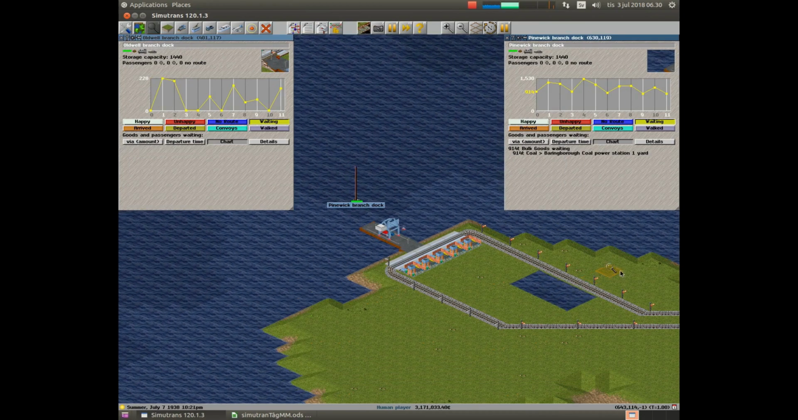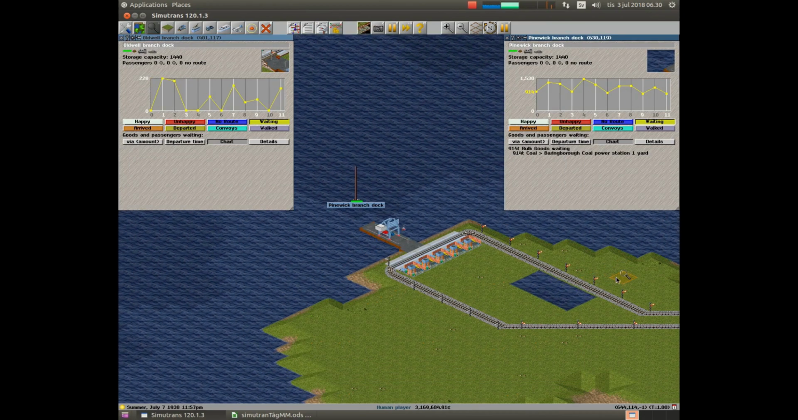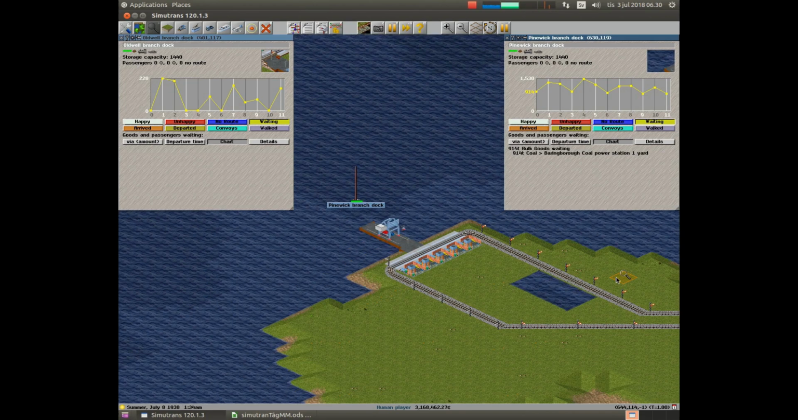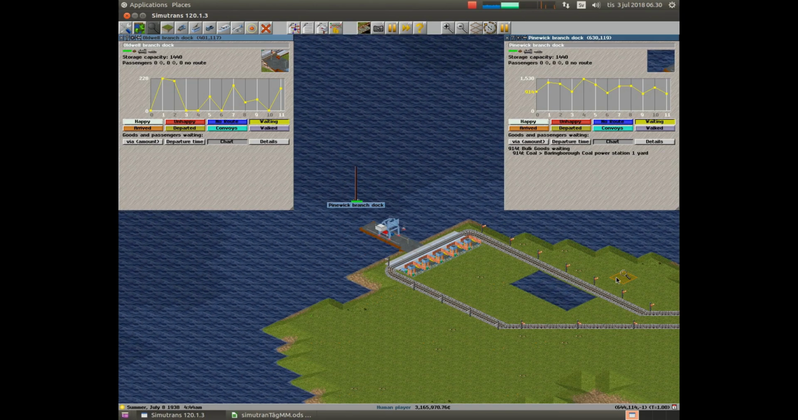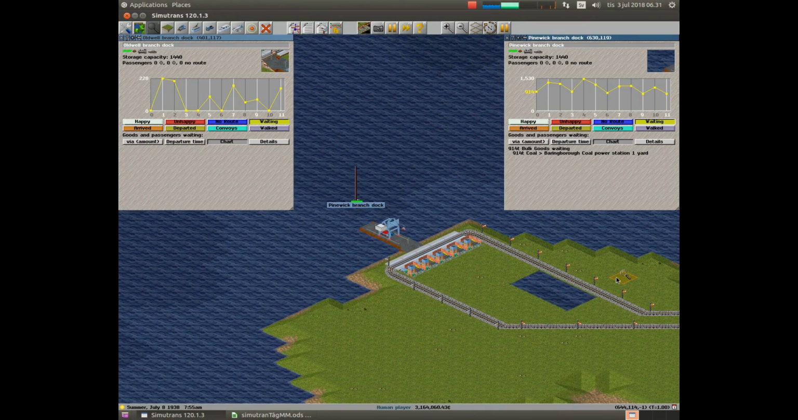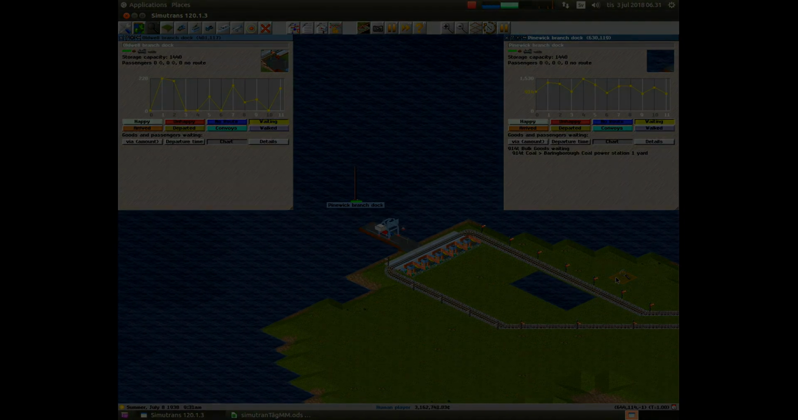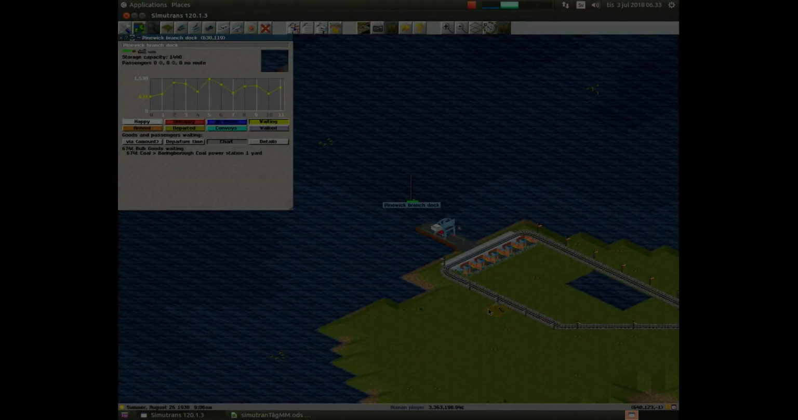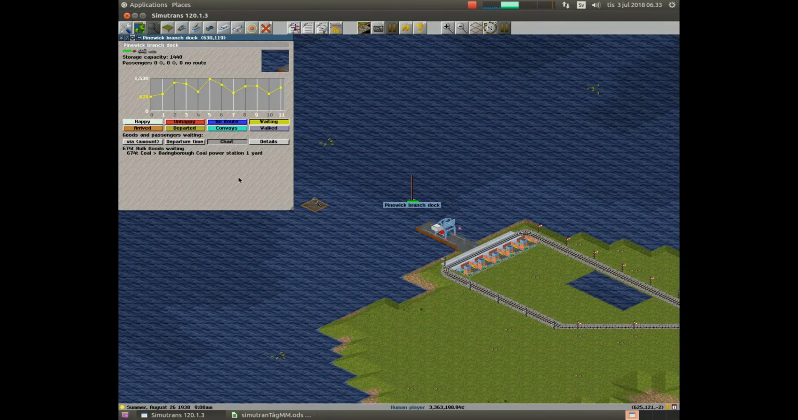To solve this problem, we simply need more trains. So I should add one more train and see if it has a good effect and brings down the amount of cargo in this station. The new train has now been in operation for nearly 2 months, and it has a positive effect on the cargo level in the station. So the problem is solved.